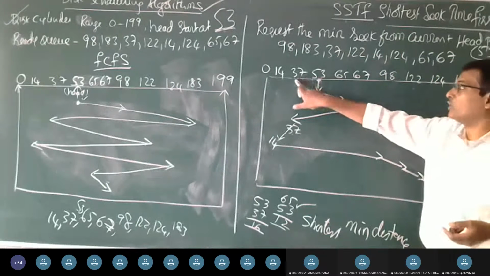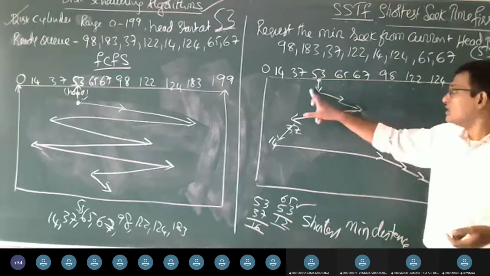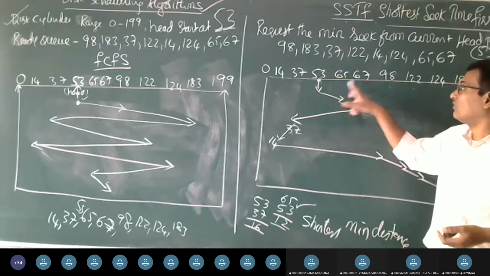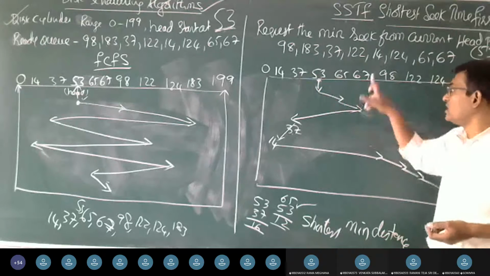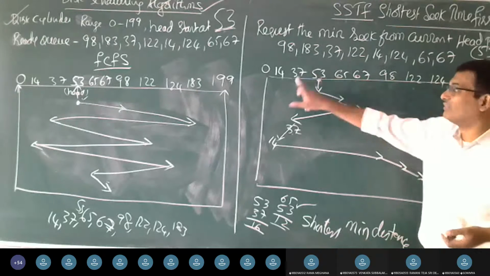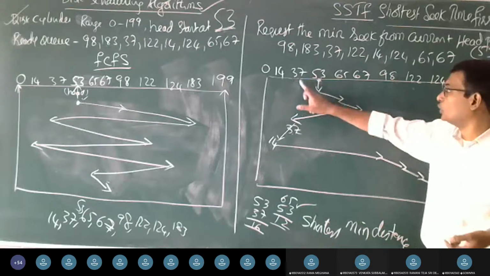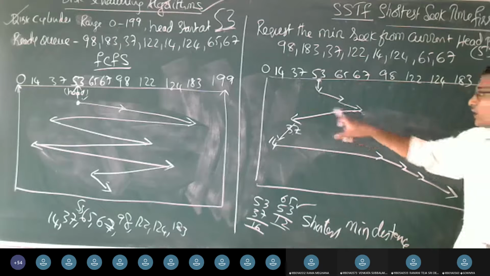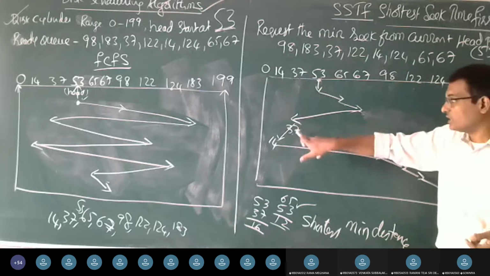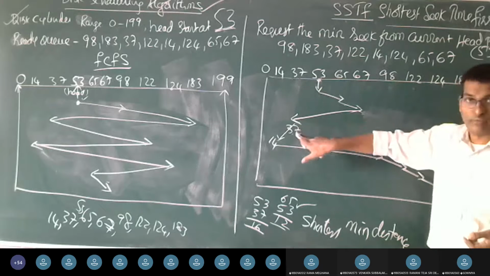Then it computes whether it goes to 37 or 65. 65 is shortest. 65 to 67 or 65 to 37. 67 is shortest. 65 to 98 or 65 to 37. If this is 2, the distance is 30 here, the distance is 31 here. Therefore, it goes to the shortest element, that is 37. So it goes to 37 here.